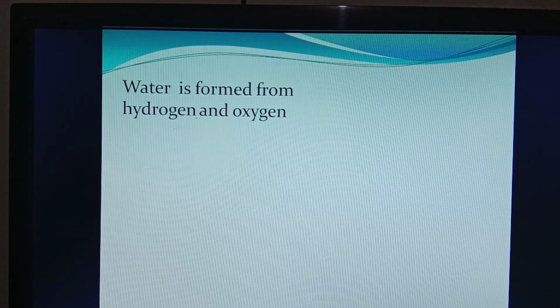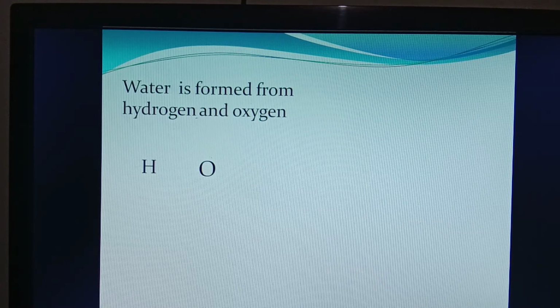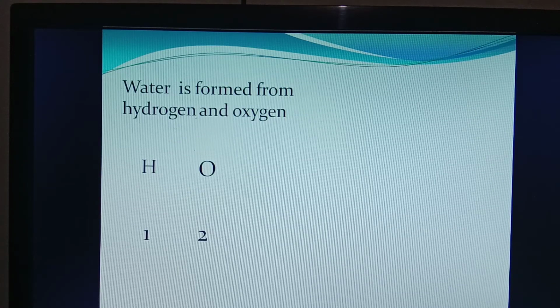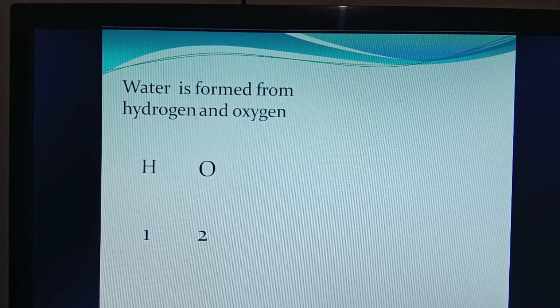So let's take an example. Water is formed with the help of hydrogen and oxygen. So symbol for hydrogen is H and symbol for oxygen is O. Right? Then what you have to do? Write the valency. Valency of hydrogen is 1. Valency of oxygen is 2. Third step, what we have to do? We have to crisscross. Draw an arrow like this. Okay.